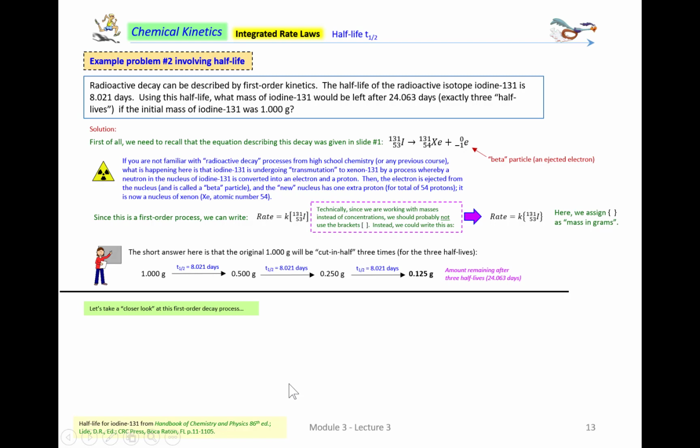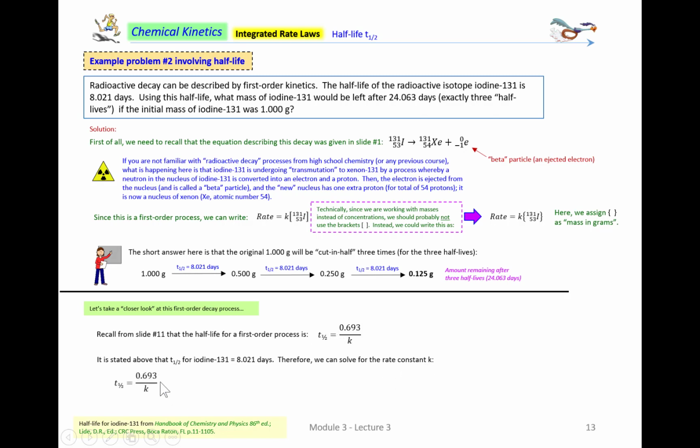Let's take a closer look at this first-order decay process. Recall from slide 11 that the half-life for a first-order process, which is what this is, equals 0.693 over K. Now it's stated above that the half-life for iodine-131 is 8.021 days. Therefore, if we use this expression and we know the half-life, we could solve for the rate constant. So let's do that. What I'm doing here is simply rearranging, solving for K, putting in the half-life, and we get a rate constant of 0.0864 per day.